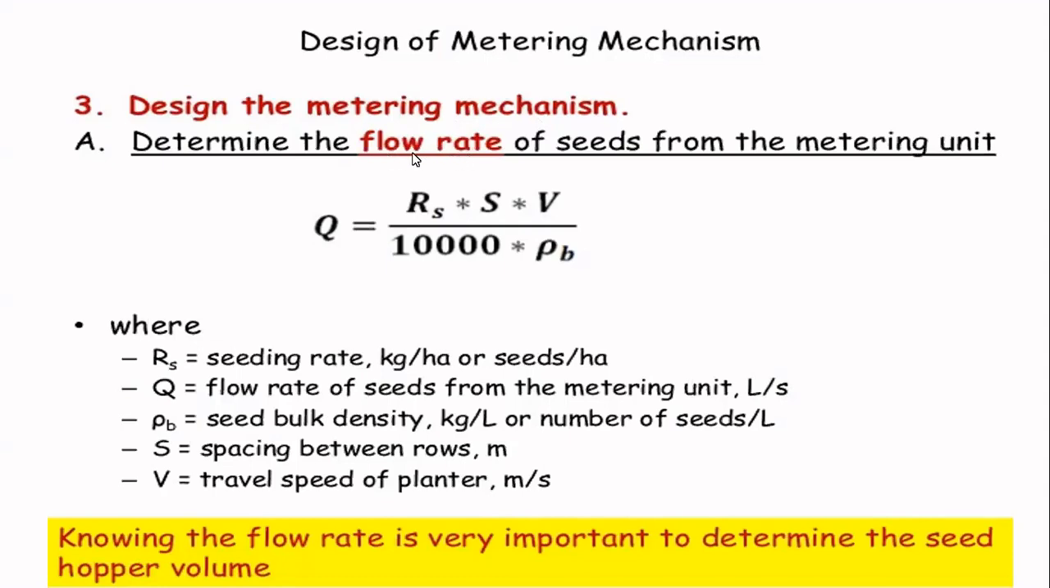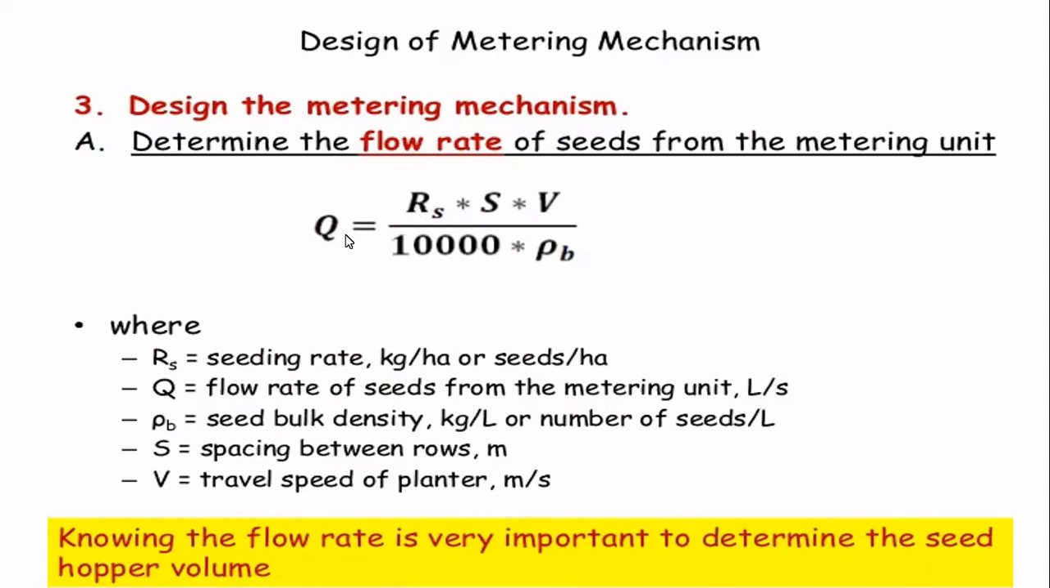So this is the flow rate, meaning how many seeds. Here is the flow rate, the number of seeds from one. Sometimes they put the length of a circle. So if you know the length of the seed metering device, then you know how many seeds will fall down.